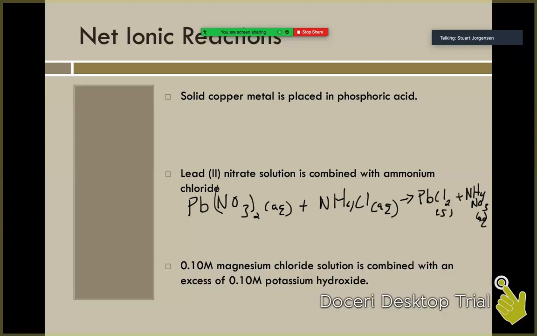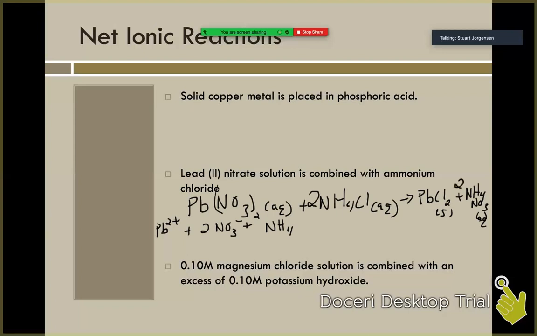Cool, so here's our molecular. Now we can go back and split stuff up. We've got an aqueous solution, so this is going to be split into Pb2 plus and 2 NO3 minuses. We've got NH4 in solution. Oh, we didn't balance, did we? Uh-oh, we've got 2 chlorides over here. Sorry about that, we should have balanced before we went on. I think we're going to need 2 here, and as a result, we're going to need 2 of those ammonium nitrates.